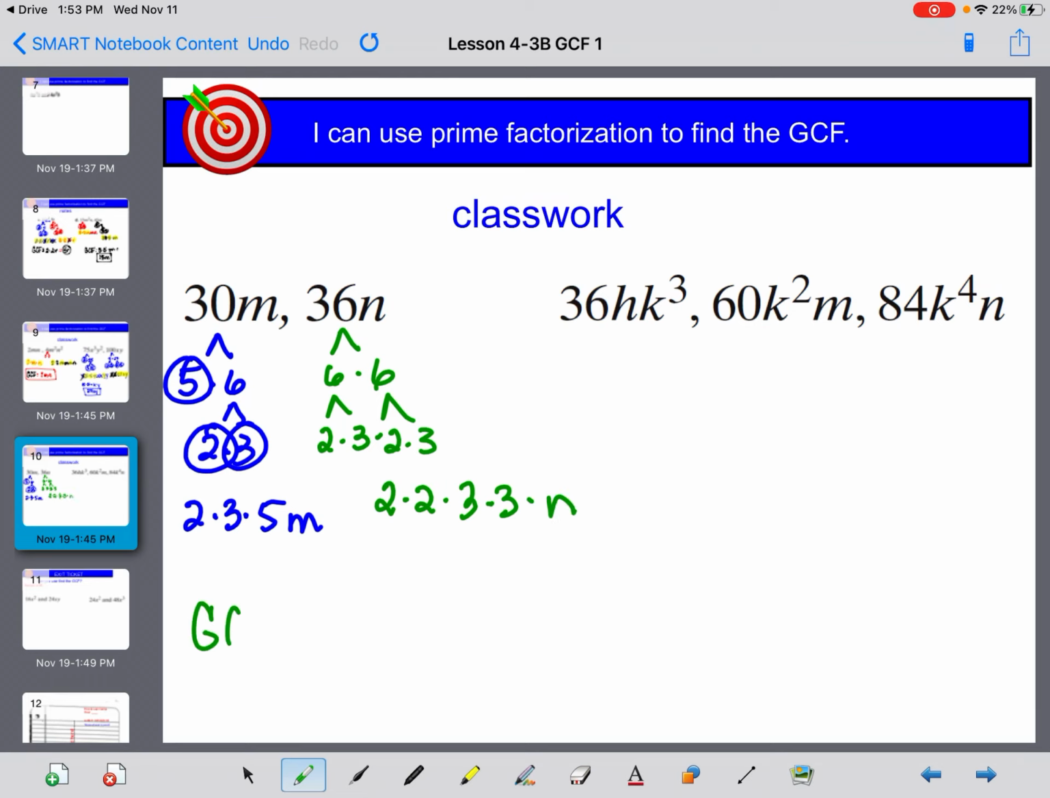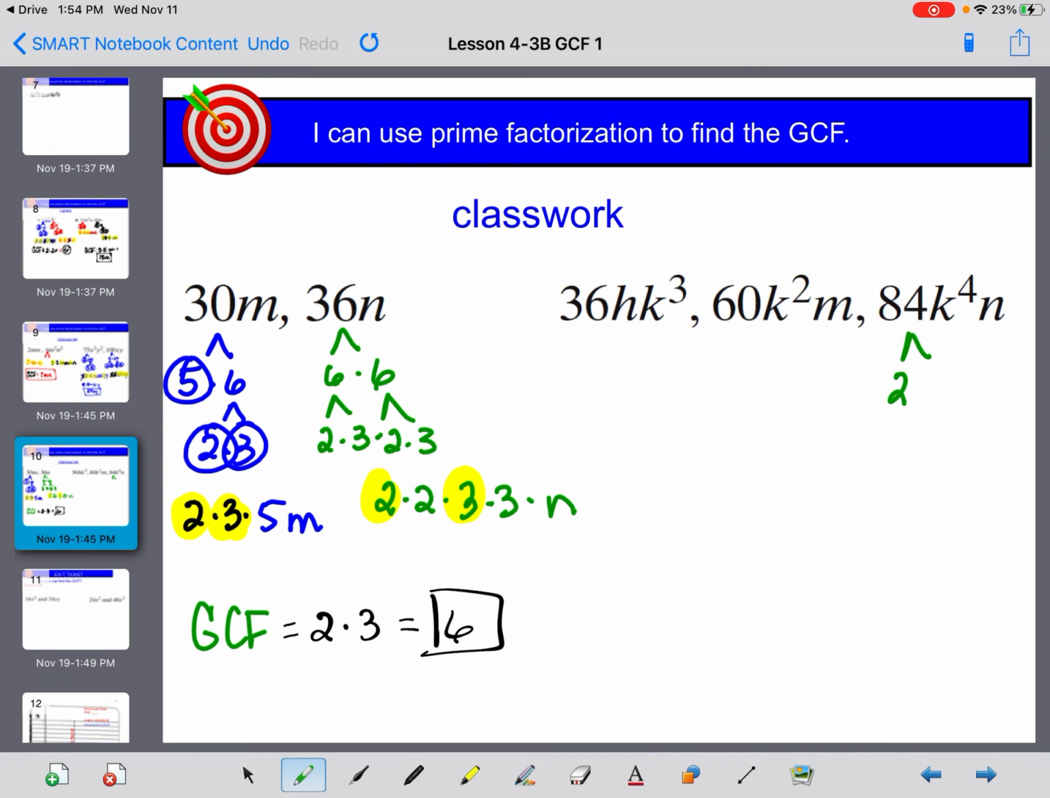All right, so in this one, the greatest common factor, I'm looking at my 2 lists. There's a 2 in each. There's a 3 in each. There is not a 5 and there's not an m. There's not a second 2, there's not a second 3, and there's not an n in any of them. So my greatest common factor is 6. No variable at all is in common. Okay?